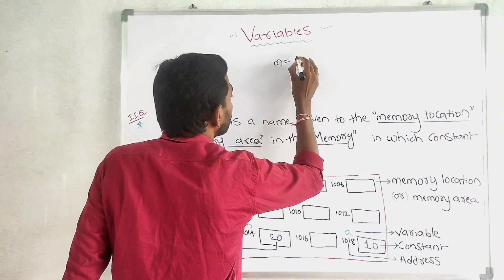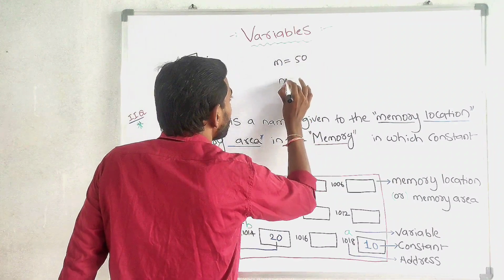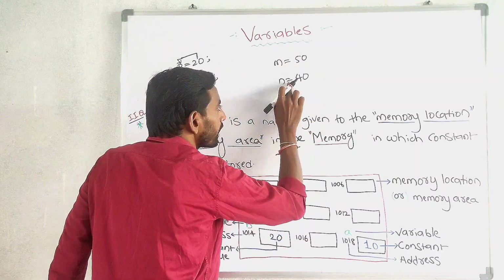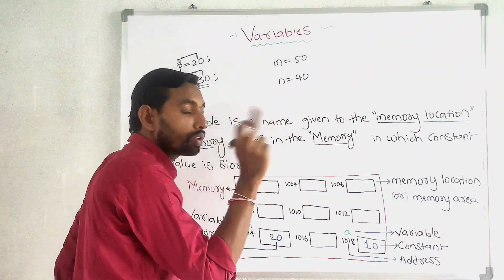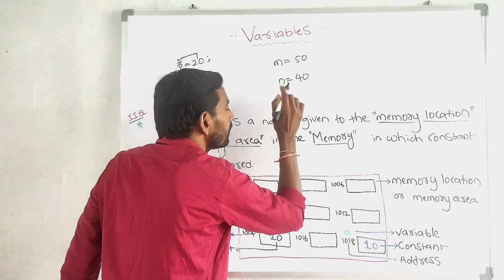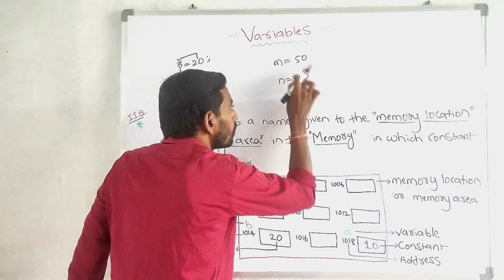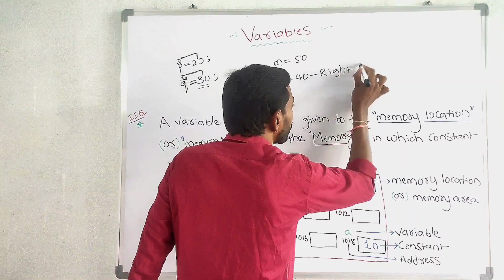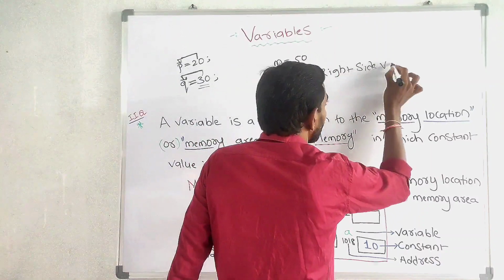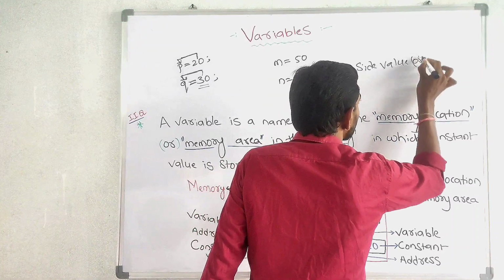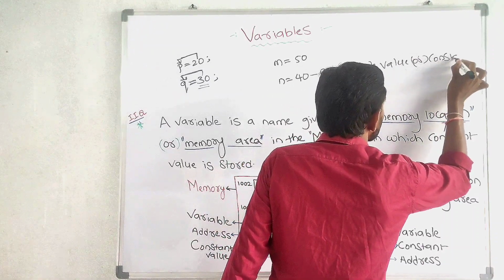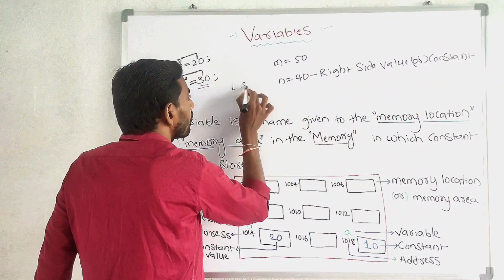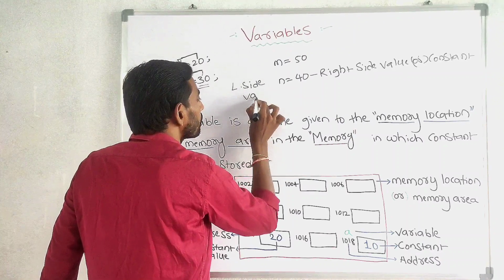M is equal to 50, N is equal to 40. This symbol is called an assignment operator, not equal to. This operator stores the right side value or constant into the left side variable.